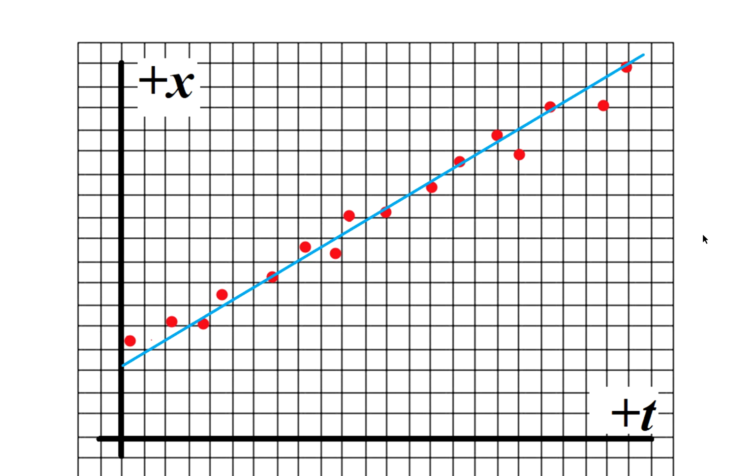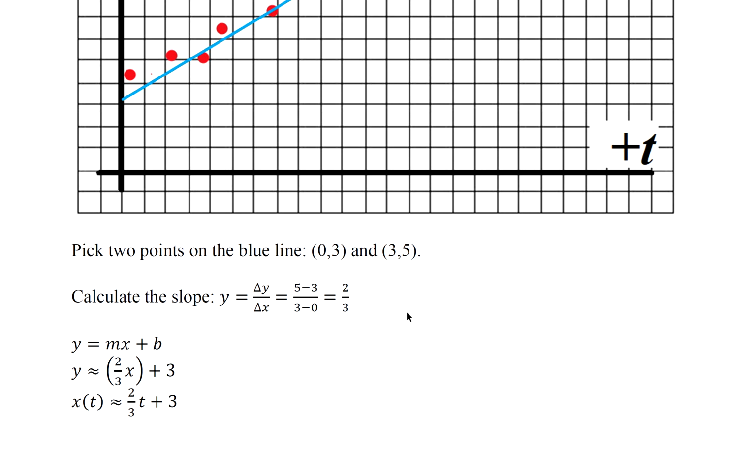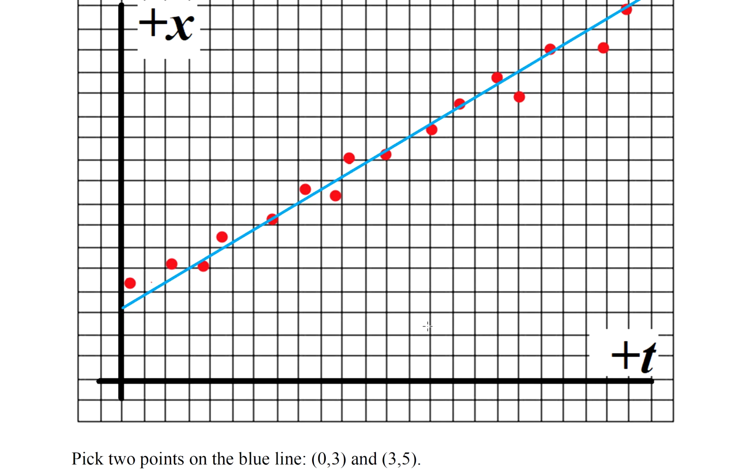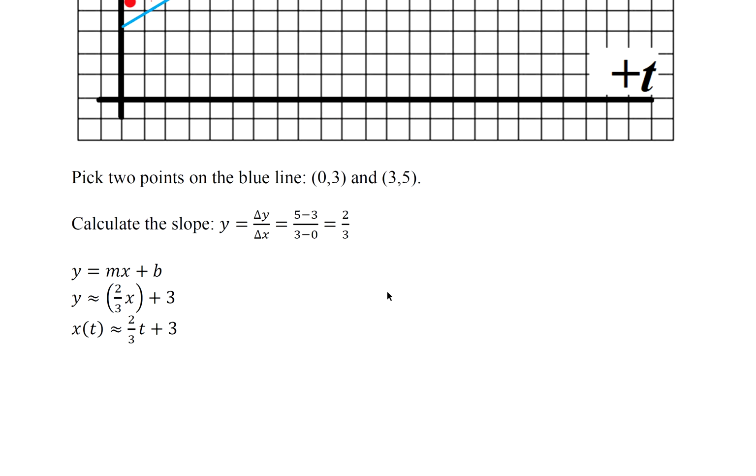Now let's take 2 points on this best fit line to find an equation. One point is approximately 0, 3, another is about 3, 5. We could use those two values to find the slope. Then we could use y equals mx plus b to find an equation for this best fit line. Once again, the equation for this best fit line will be different than yours.